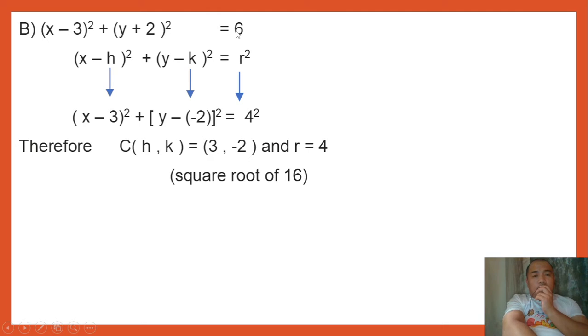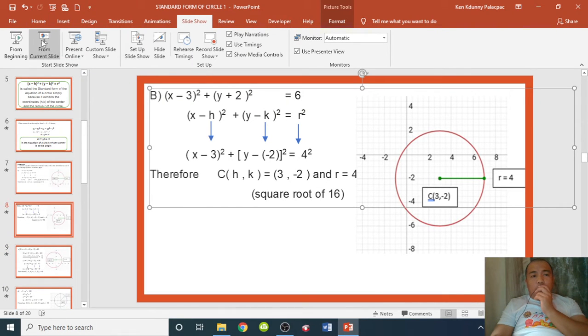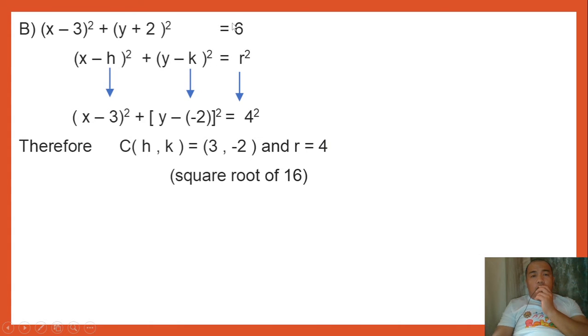16 pala yan. Okay, it's in picture form. So, correction. We have a typo error here. It should be 16.